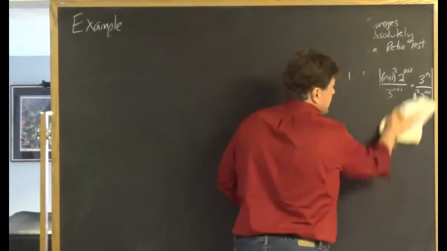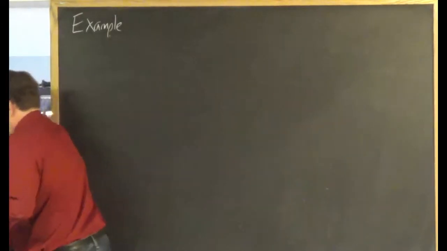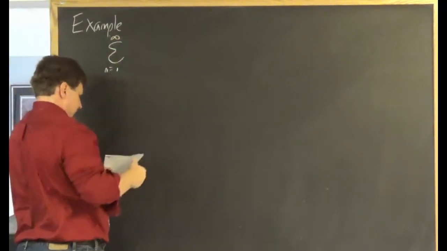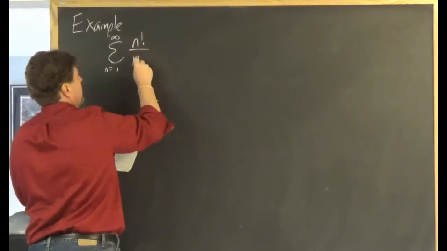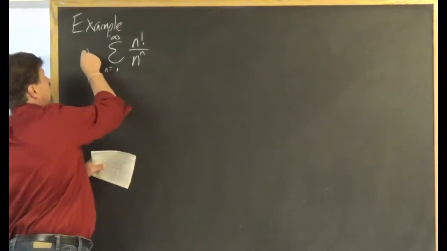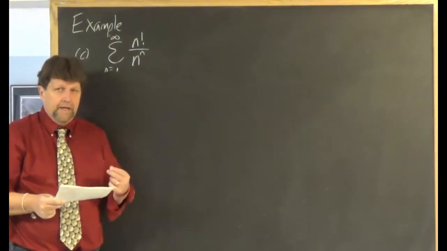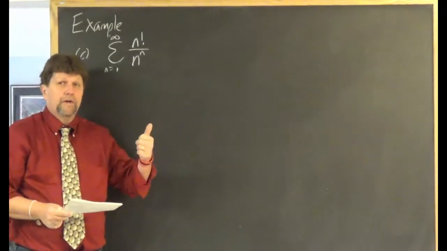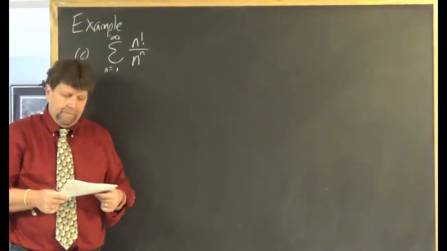So, let me erase all this because I might need a lot of room. The series n equals 1 to infinity of n factorial over n to the n. So that was part C of this example. And again, I say this one absolutely screams ratio test. We have factorial and we have exponential, or as some of us like to call it, super exponential.